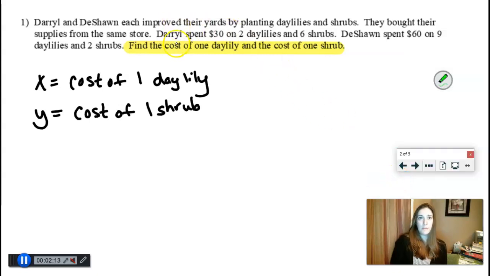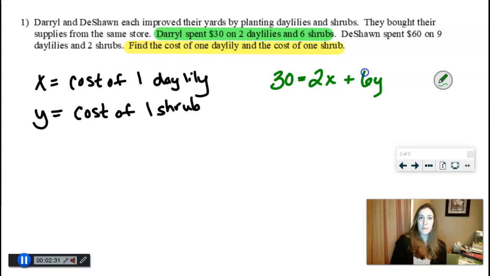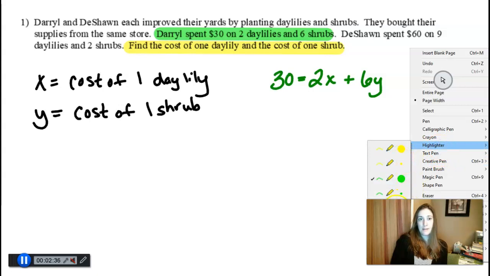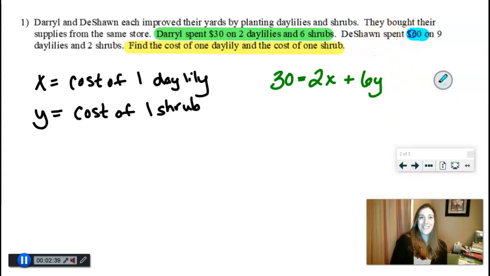And the first equation is all about Mr. Daryl. Daryl spent $30 on 2 daylilies and 6 shrubs. So that equation would look like this. Daryl spent $30, that was his total, on 2 daylilies, so that would be 2x, and 6 shrubs, 6y. Similarly, we can set up an equation that represents Deshawn, which is $60 on 9 daylilies and 2 shrubs. So I'm going to set them up in a way where everything's kind of lined up. So $60 on 9 daylilies and 2 shrubs.